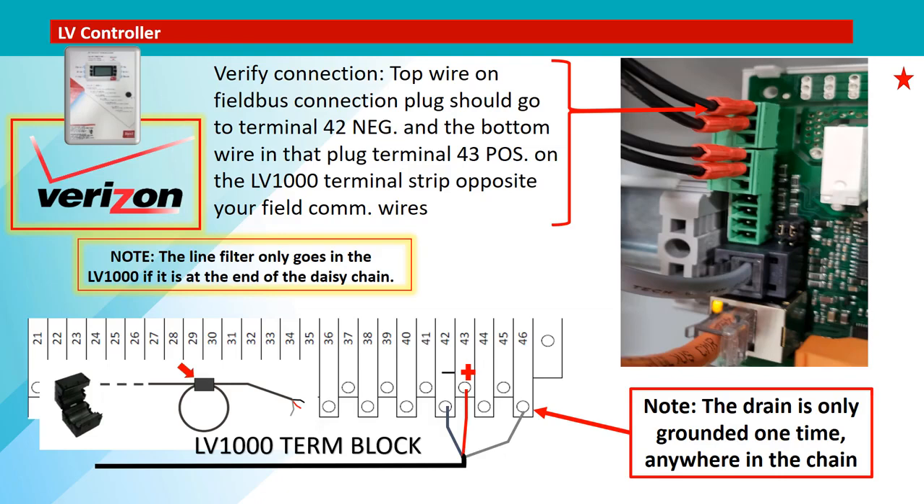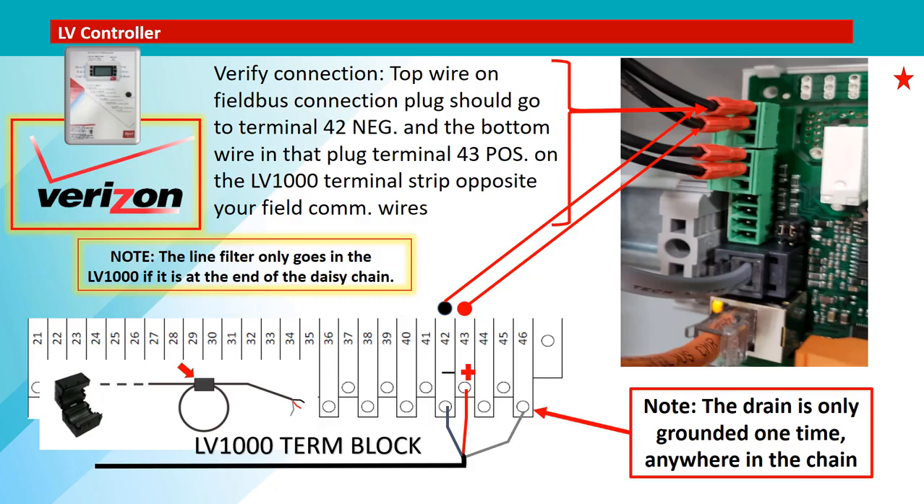If you're working with an LV controller, we need to verify the connection on the field bus as well. So the top wire on the field bus connection plug should go to terminal 42, which is marked negative, and it would be opposite on the terminal strip of the wires that you're connecting in the field. The bottom wire in that plug, terminal 43, which is marked positive on the LV1000 terminal strip.